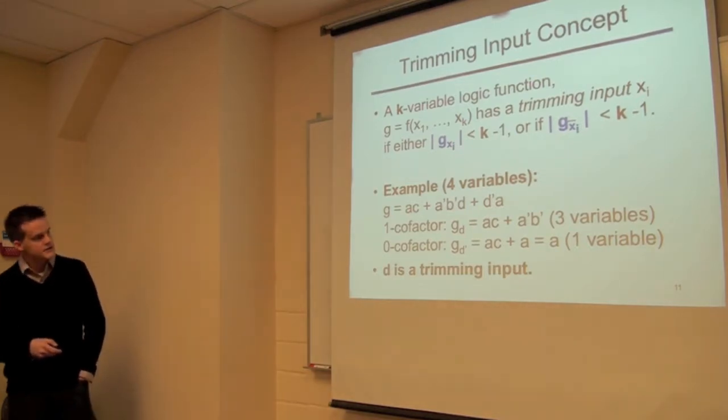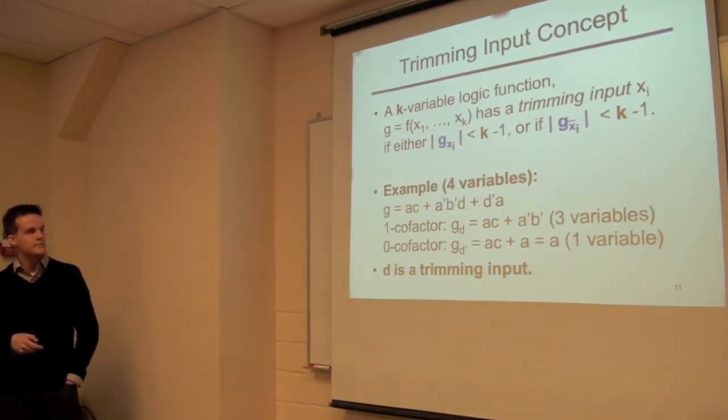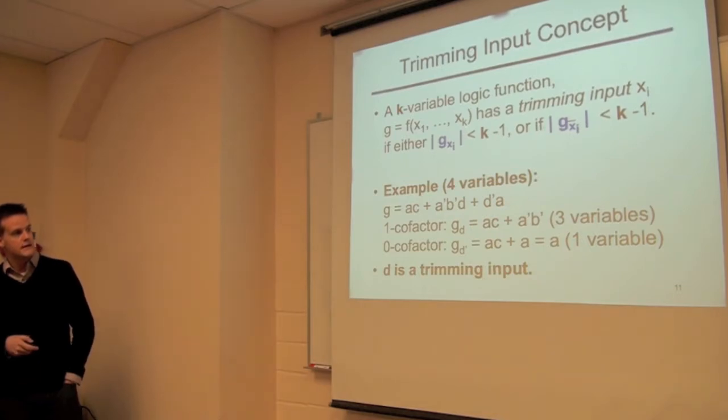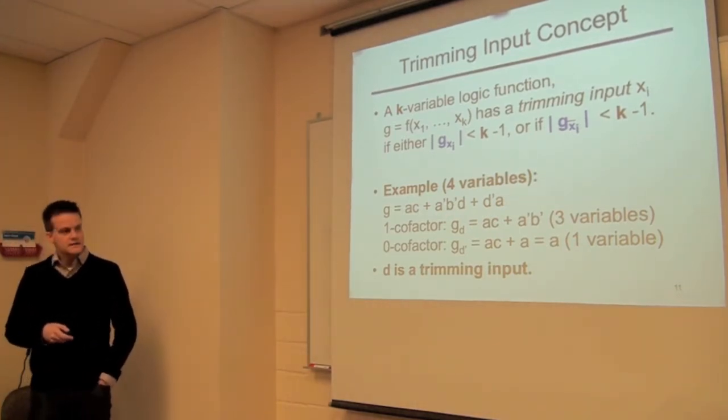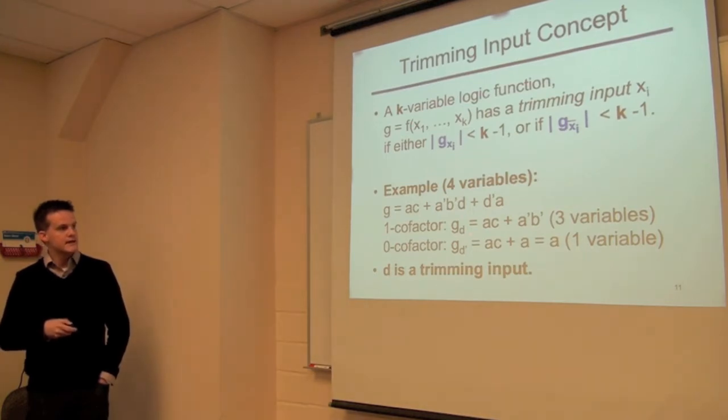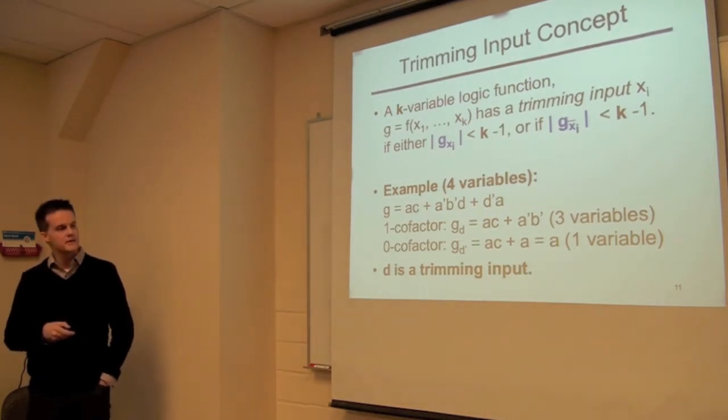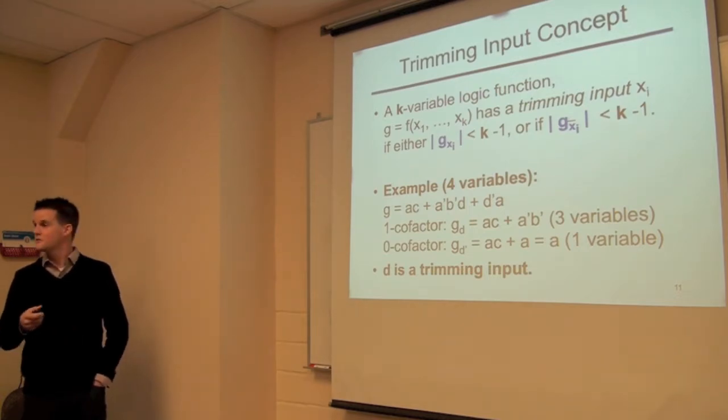Example, a 4-variable function right here: a and c, or a naught and b naught and d naught, or d naught and a. If we take the Shannon decomposition with respect to d, the 1 cofactor gives a and c, or a naught and b naught, which has 3 variables. But take a look at the 0 cofactor: a and c, or a, which is just a, which has only one variable. So we would call d a trimming input because this 0 cofactor has fewer than 3 variables.